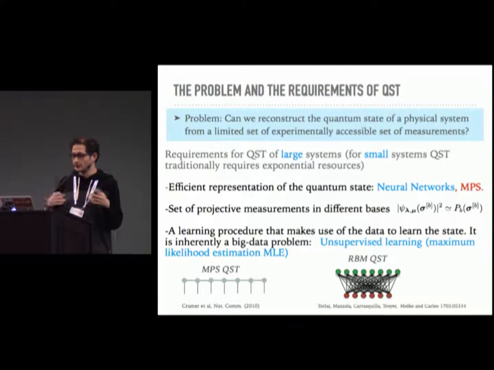So the problem is, again, can we reconstruct the quantum state of a physical system out of a set of measurements? And there are some requirements for quantum state tomography for large systems to work. For small systems, you can use traditional methods, and they require exponential resources, but everything is very well defined. But for large systems, you need an efficient representation of the quantum state. And there, we either have tensor networks like matrix product states, MPS, or neural networks as one more. That's what we want to do. I wouldn't like to use the word efficient, but a reasonable way of representing the state, as we've seen, is neural networks.